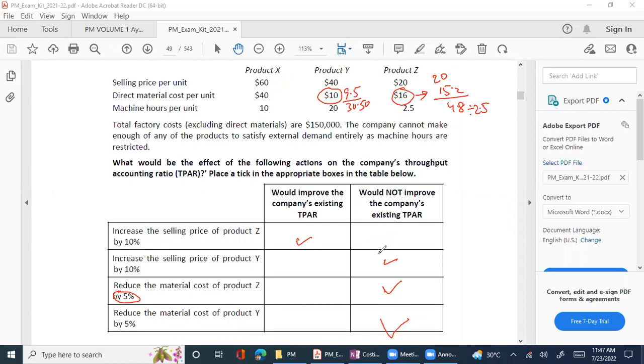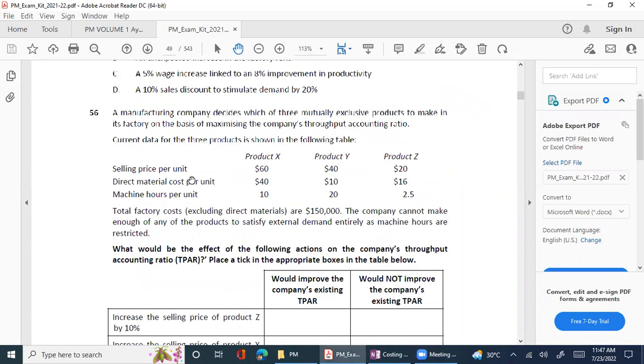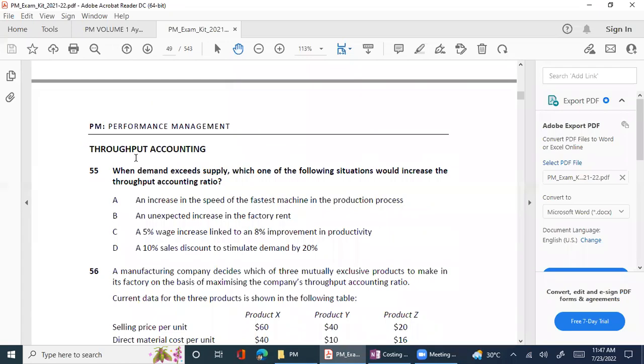Because the three products are mutually exclusive. So in case of mutually exclusive, we need to go for only one option, which is the best. Now, question number 55. When demand exceeds supply, which one of the following situations would increase the throughput accounting ratio? Can you make a guess? But be quick. Do not waste the time. What do you expect that the right answer is?